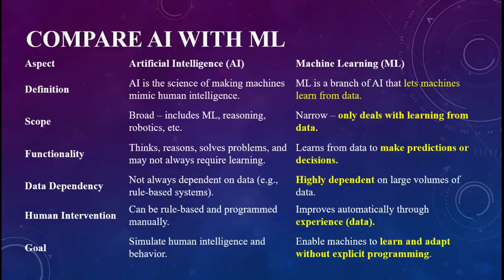Now, you must understand the difference between artificial intelligence and machine learning. So you should be aware of this one. What is the difference between artificial intelligence and machine learning? With artificial intelligence, the first definition is making a machine with human intelligence, but when I come to machine learning, it is: let machines learn from data.